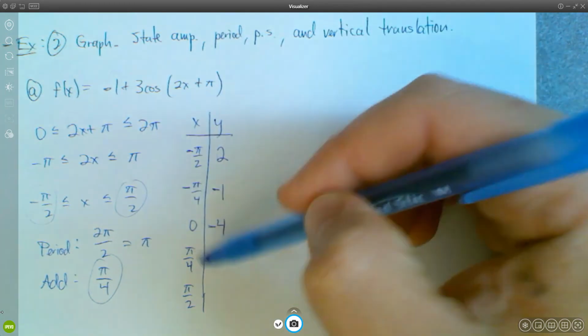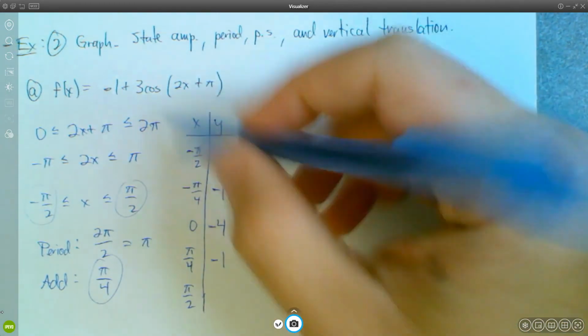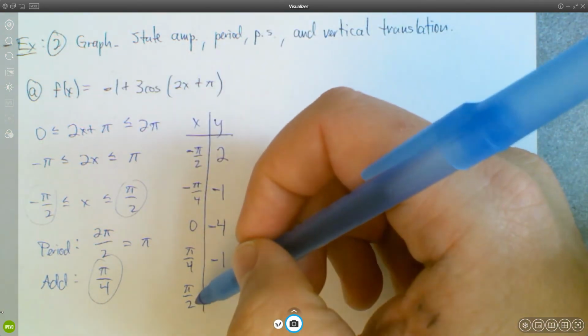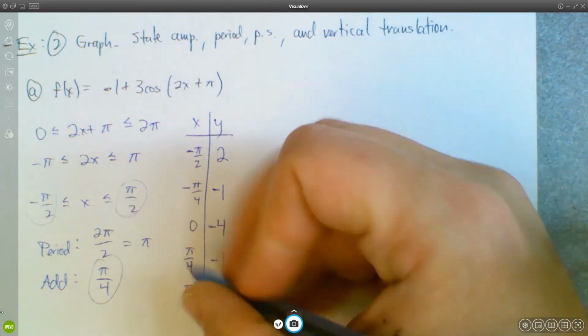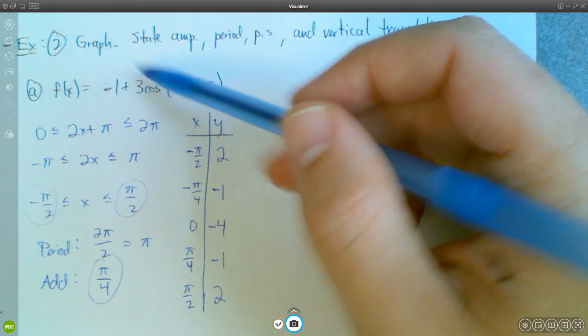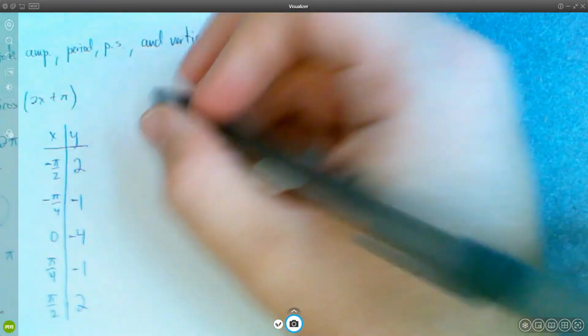Then I usually come back up to 0, but in this case I'm going to be returning to negative 1, since 0 times 3 is 0, and 0 minus 1 is negative 1. And then from there I usually return back to 1, but in this case I'm going to be returning to 2, since 1 times 3 is 3, and 3 minus 1 is 2. Okay. Now let's plot the points.